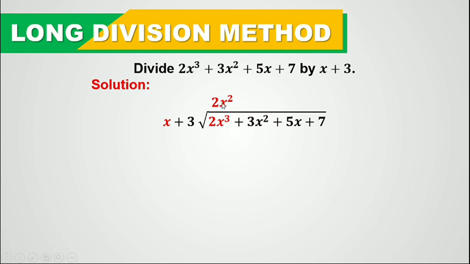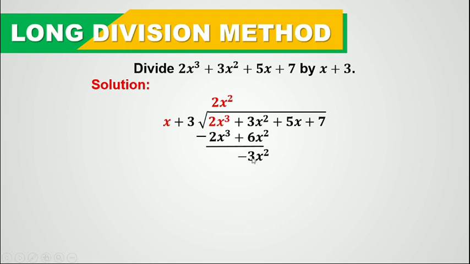And then we are going to multiply the answer by each of these terms. So 2x squared times x, that's 2x cubed. 2x squared times 3, that's positive 6x squared. And then let's subtract them. 2x cubed minus 2x cubed, that's 0. 3x squared minus positive 6x squared, that's negative 3x squared, because this is a lesser number subtracted by a larger number, and of course the answer is a negative number.